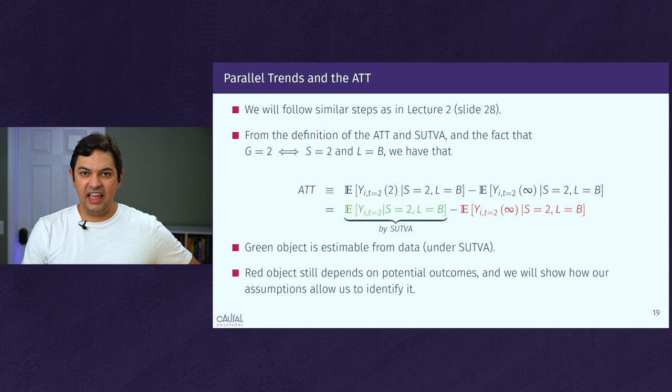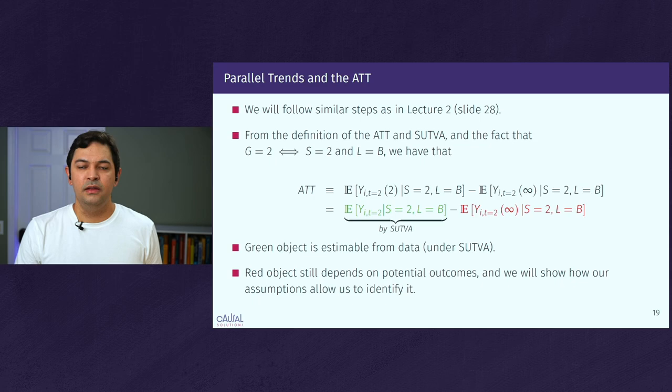And again, here what we care about is the ATT, and because G equals 2, you're treated if and only if you belong to state 2 and you belong to the partition B, right? So you're only treated if you satisfy these two criteria. Just leveraging SUTVA, I'm not writing SUTVA all the time in my assumptions, just because it's repetitive, but we are always imposing SUTVA behind the scenes here, right?